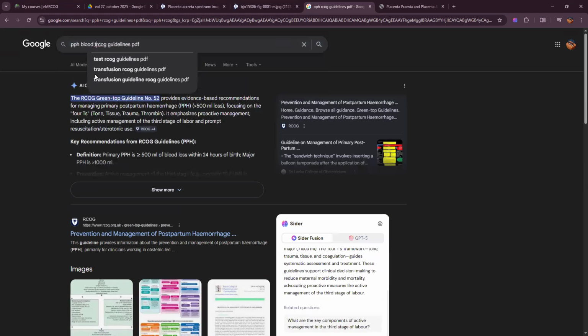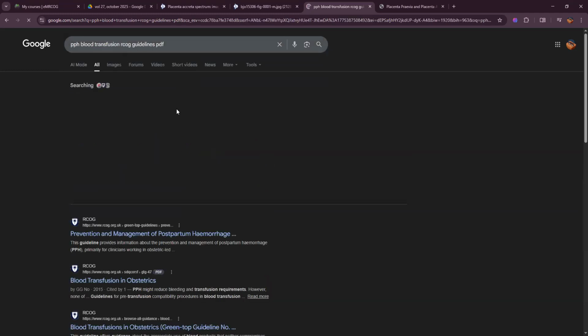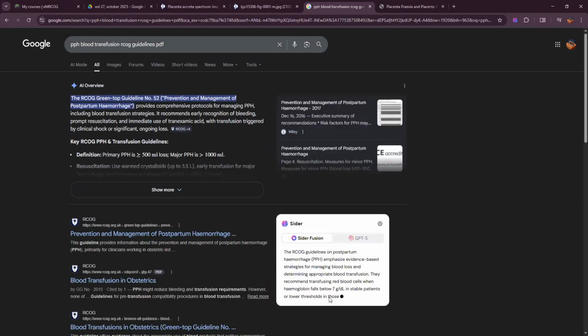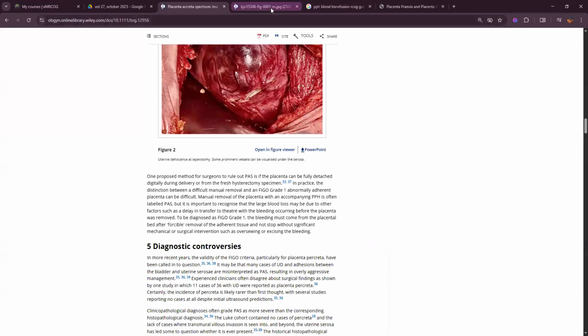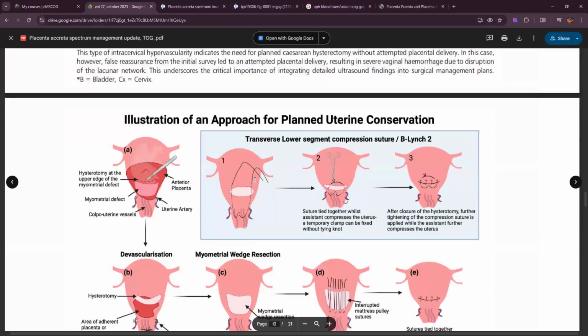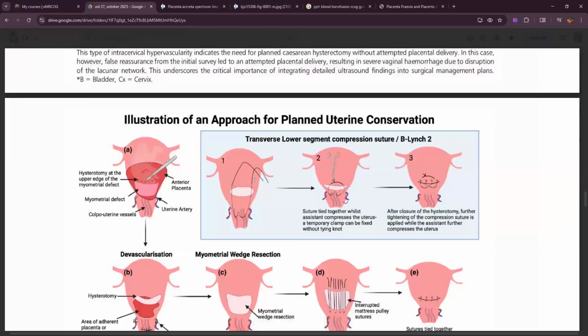The blood transfusion guideline is going to teach you what to give and when, the blood products. The postpartum hemorrhage guideline is going to give you the outlines of the steps of how to control a postpartum hemorrhage. Okay? So back here, they are focusing on how to preserve the uterus.